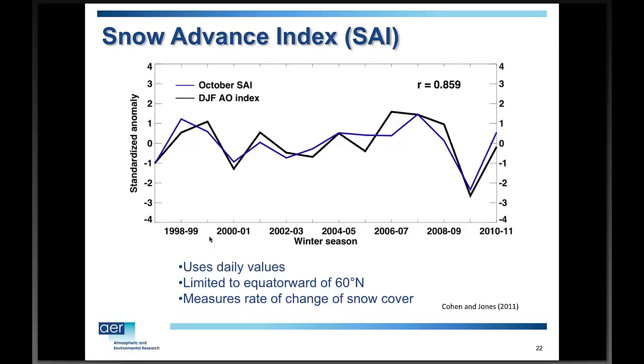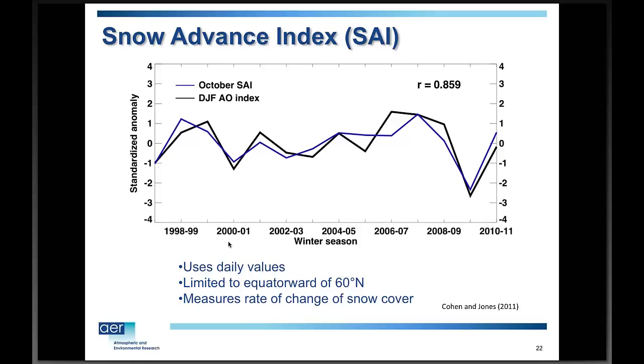So we developed the snow advance index. It uses daily values. Again, thinking maybe if it's the albedo that's important, let's use some of the more equatorward values, where you get more impact on the solar radiation. So we limit it to equatorward of 60 north. But rather than measure the snow cover extent, we're measuring the rate of change of snow cover. It's just taking kind of the first derivative of the snow cover extent.